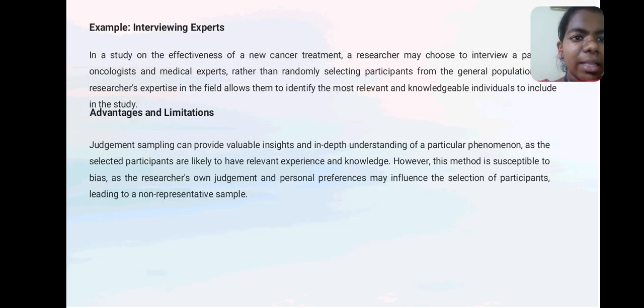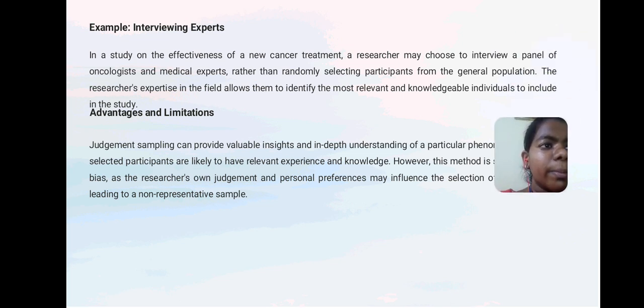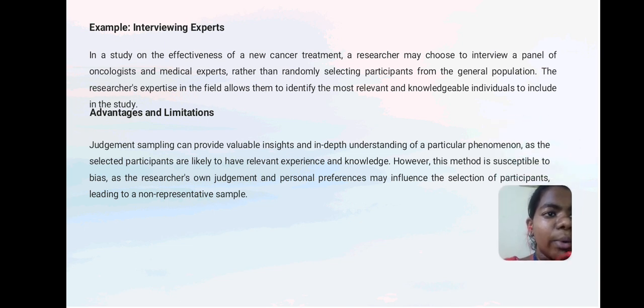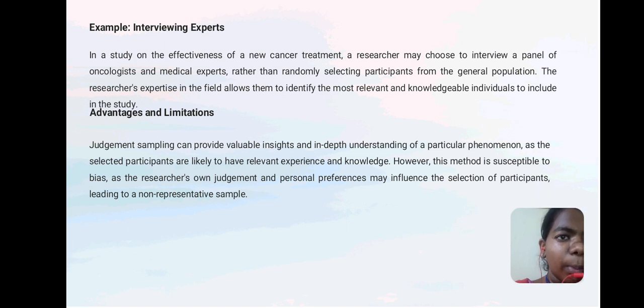And here's an example and the advantages and limitations. For the example, it is interviewing experts in a study of the effectiveness of a new cancer treatment. The researcher may choose to interview a panel of oncologists and medical experts rather than randomly selecting participants from the general population. The researcher's expertise in the field allows them to identify the most relevant and knowledgeable individuals to include in the study. And the advantage is they can provide more valuable insights and in-depth understanding of a particular phenomenon, as the selected participants are likely to have relevant experiences and knowledge.